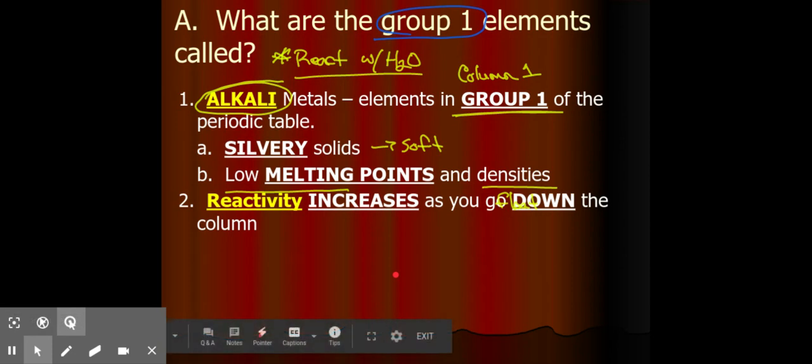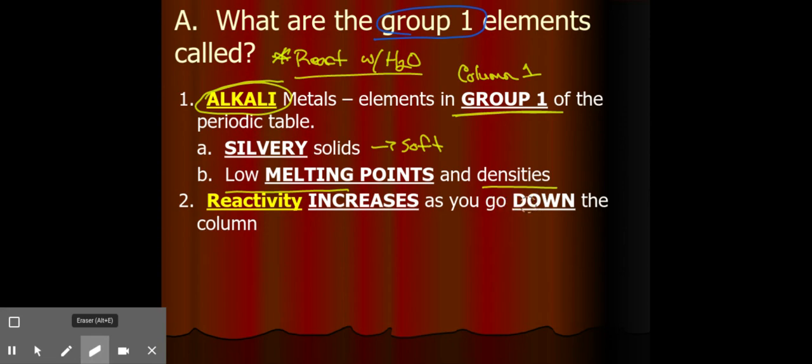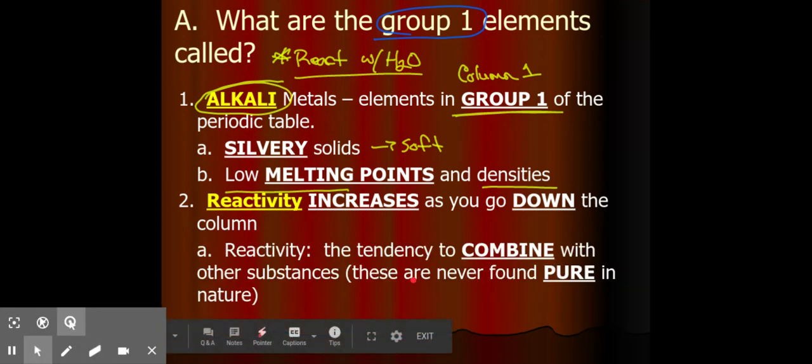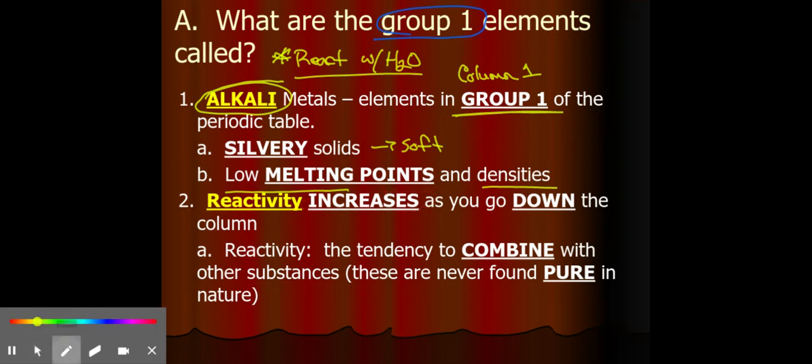Now, the second thing that I want you guys to know is that reactivity increases as you go down the column. We haven't talked a whole lot about reactivity, so I've also come in here and written down a definition for you for reactivity. And that's just basically its ability to combine or mix with other things in its environment or in the world. So for these, the reactivity goes up. That means that our weakest element, or our weakest reactivity, is at the top, and the strongest reactors are at the bottom.